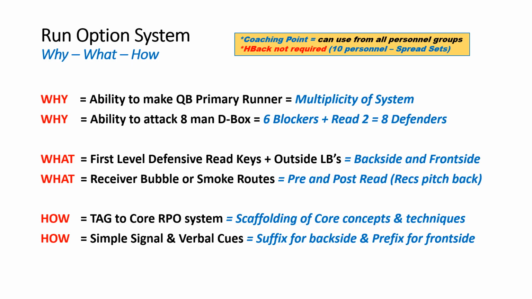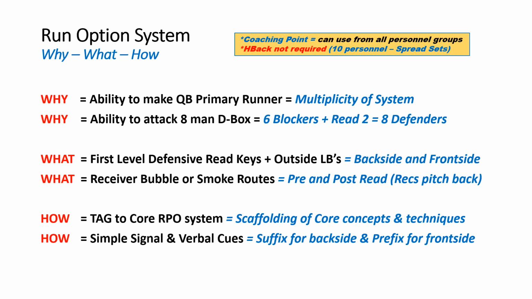So why are we doing this? This gives you the ability to make your quarterback the primary runner, and we're just multiplying our stretch system. It also allows you to attack 8-man defensive run boxes because we'll have the 6 blockers, but now we're going to read 2 versus 1 in a run option concept versus the 8 defenders.